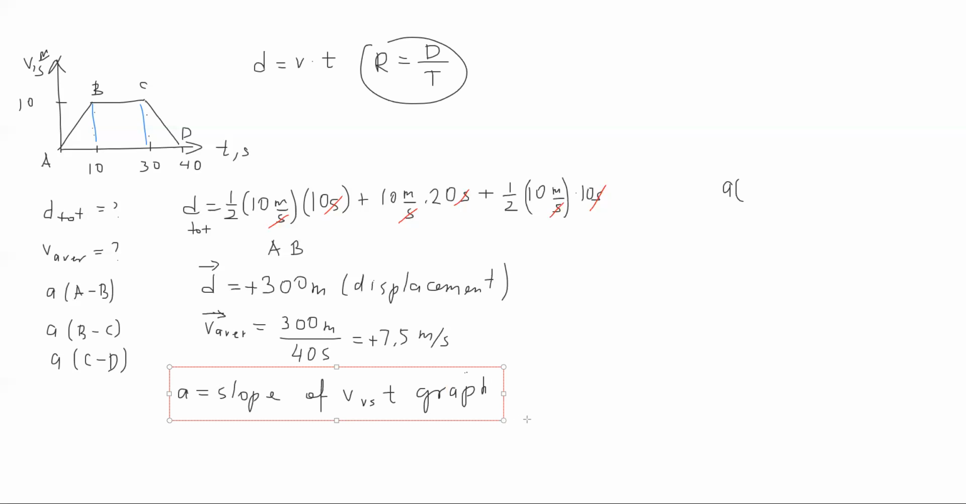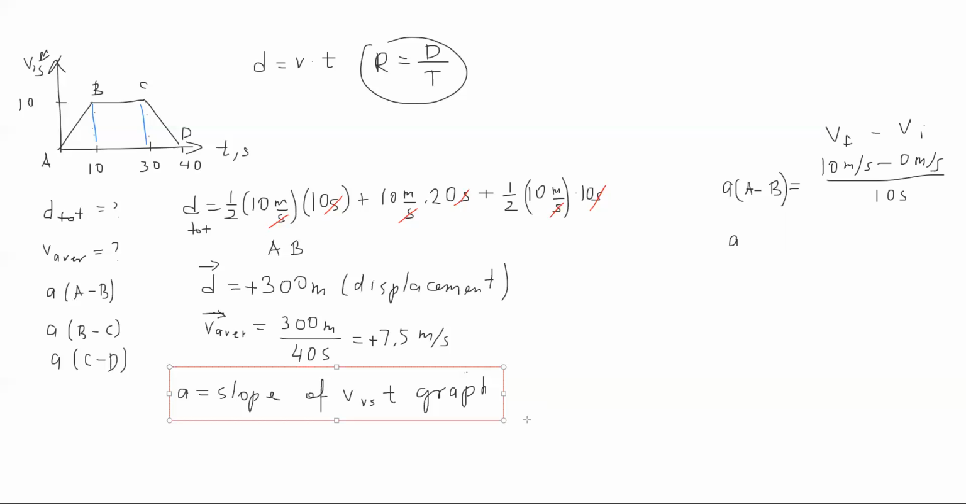So let's do this. a from A to B. We need to find the slope, which is rise over run, right? So 10 meters per second. For this first one, I'll do it in a very formal way. Final velocity minus initial velocity, that's what is on top, right? Over the time interval delta t, which is 10 seconds.